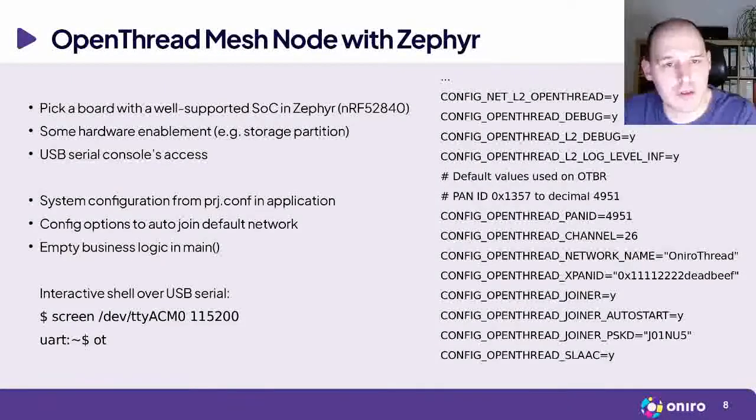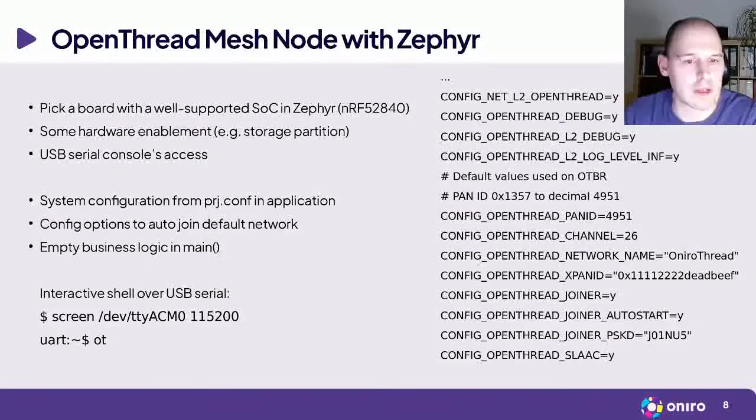The same on the Zephyr side. As I said before, we picked a board that is already supported. We still needed to do some enhancements. For example, OpenThread on Zephyr needs a storage partition for permanent storage of network information and so on, so you need to make sure that is working. We also needed to do some fixing to get a USB serial console to have access to the device, configure it, and debug and so on.